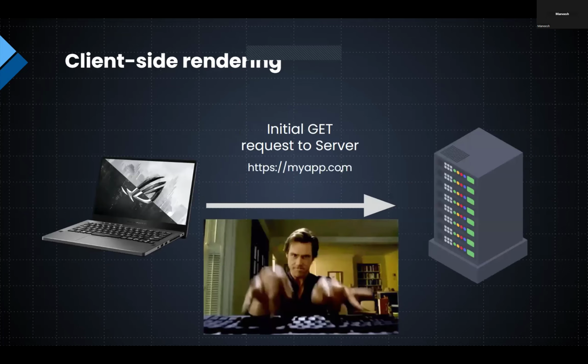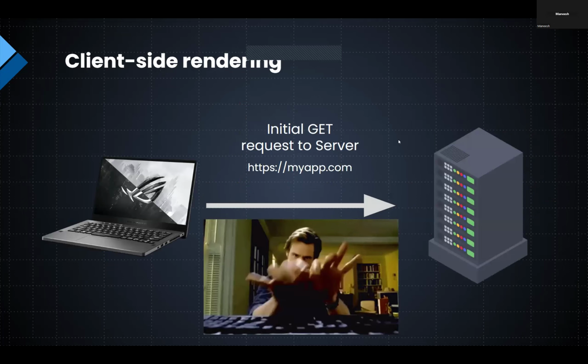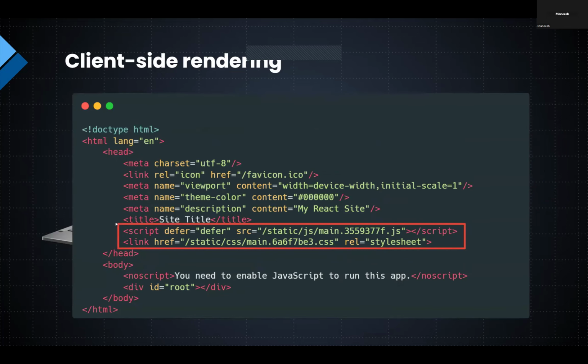So essentially, with client-side rendering, we send a request to the server, and then boom, a bare bones HTML response with a bunch of meta tags and JS and CSS script tags. From there, as you can see here, we have the script and then the link to the CSS. And what happens is that after we receive that HTML document, we send another request to the server.